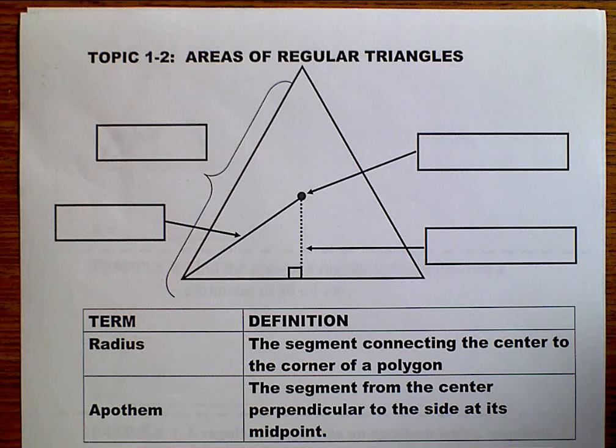Hello, this is topic 1-2. We're talking about areas of regular triangles and a series of other lessons on areas of regular shapes. So first let's go over the parts of a triangle.